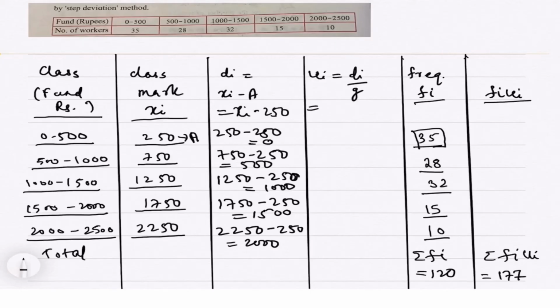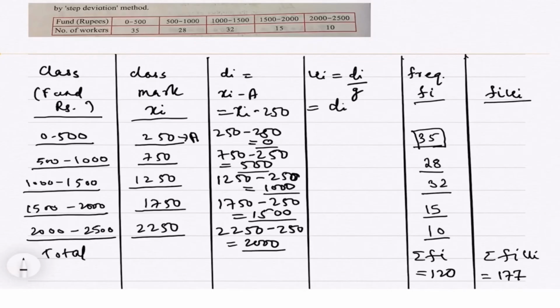Now, how much is the value of g so that we can substitute in ui equal to di by g? The values of di are 0, 500, 1000, 1500 and 2000. Now which is the greatest common divisor amongst all? It is 500. All the di values are multiples of 500. So our value of g is 500.